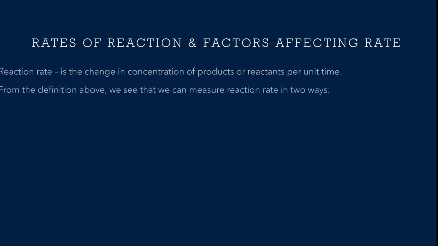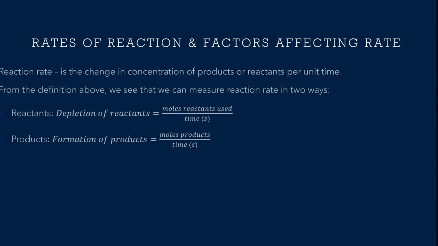Let's take a look at how you do it through reactants. For reactants, you go on and say depletion of reactants is equal to number of moles of reactants used divided by time. That is measuring reaction rate using the reactants. And next, let's take a look at how you can measure reaction rate using products. You go on and say formation of product is equal to number of moles of product formed divided by time.